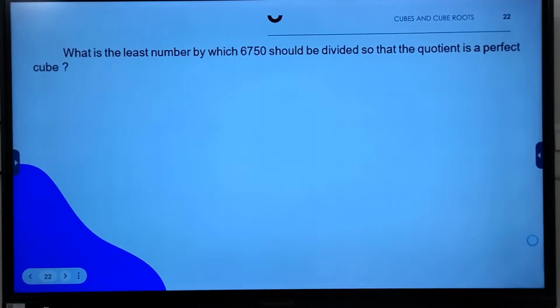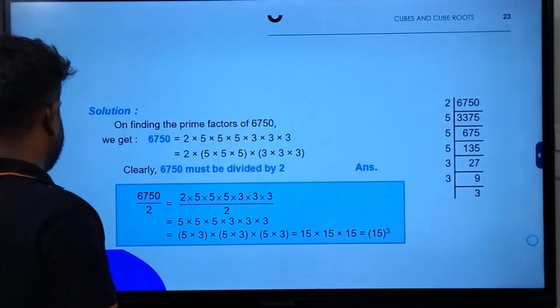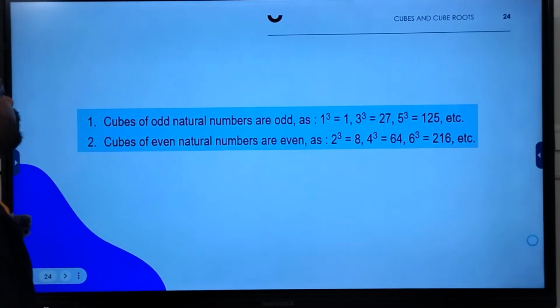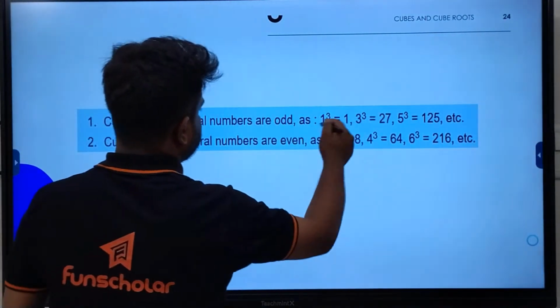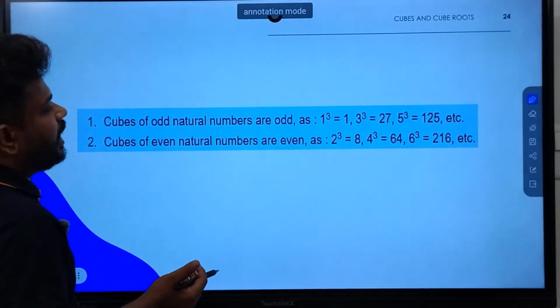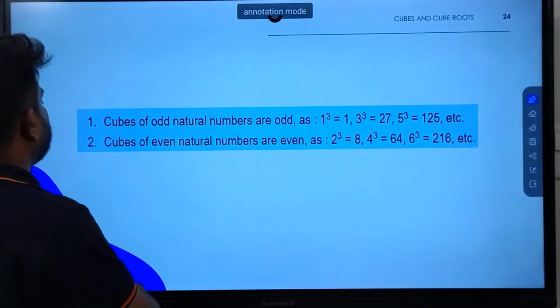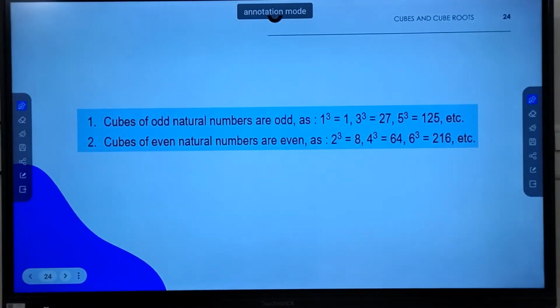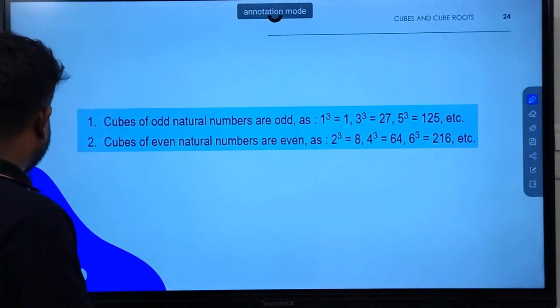Okay, what is the least number by? We already did that. So cubes of odd natural numbers are odd, as all this: 1 cube is 1, 3 cube is 27, 5 cube is 125, and cubes of even natural numbers are also even. Done.